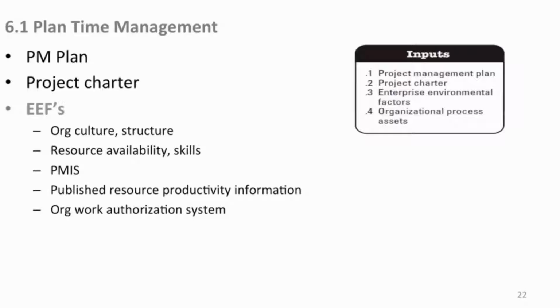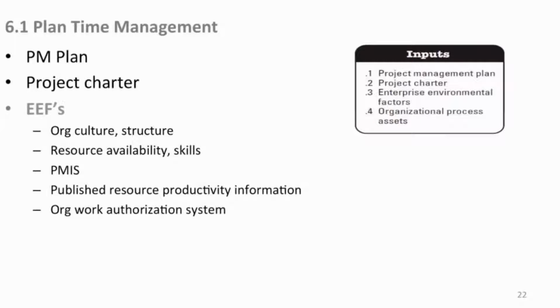Your project management information system is available to help you do these scheduling activities. Published resource productivity information: depending on the type of thing you need people to do to create, there may be information that will help guide you on the durations needed to do certain types of tasks. And of course, your own organizational work authorization system, if you have one, is how you can automatically go out and assign people to your project, selecting them by their skills and their availability.